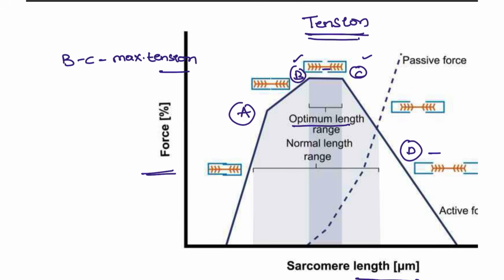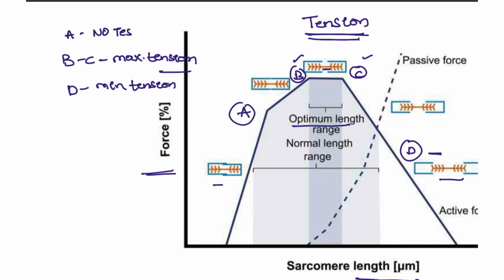Next, at point D, there is a minimum tension. Why minimum tension, guys? Because the gap is too much, they are not even overlapping, so there is a minimum tension that we are going to see. And at point A, there is no tension.